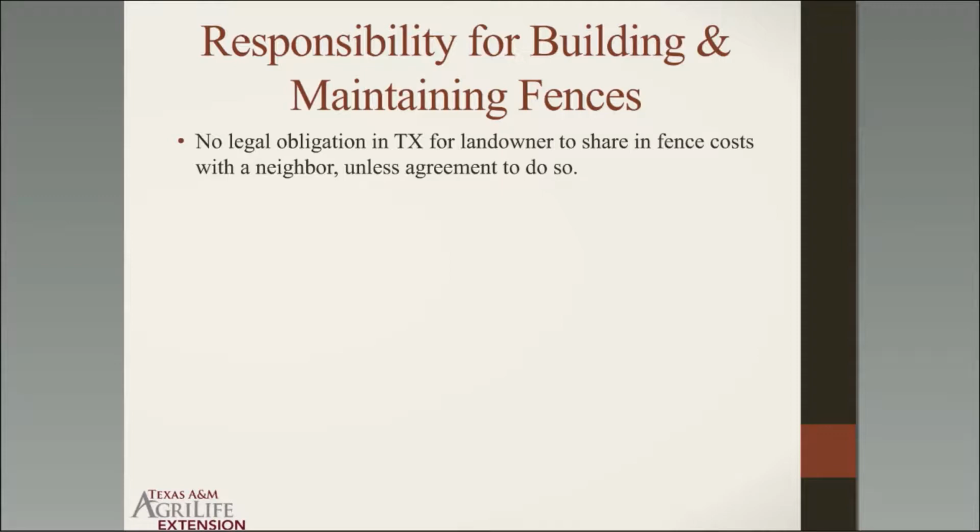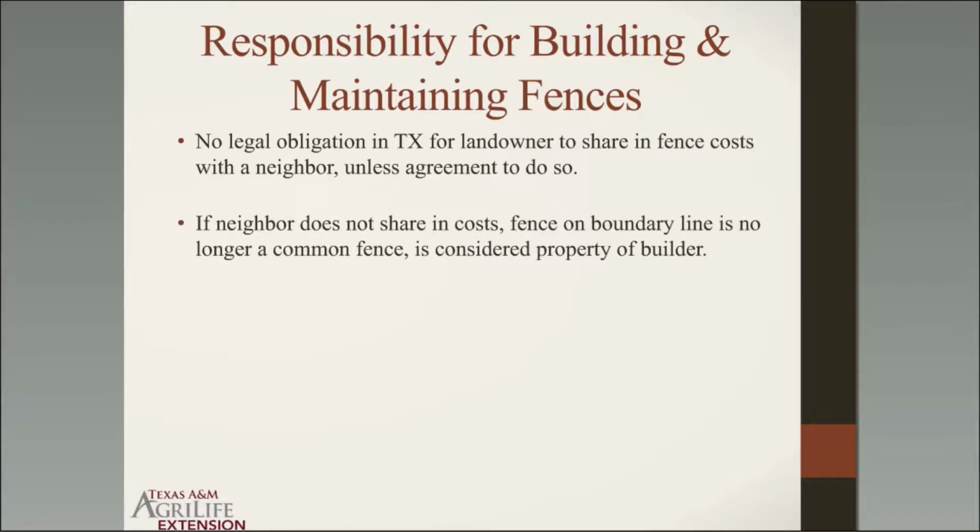And I know that can be a big deal when you're looking at, gosh, barbed wire fences cost about, I don't know, $10,000 plus a mile to build. So I know that can be a big deal. So you can't make your neighbor pay to put in a boundary fence. If the neighbor does not share in the costs of that fence, the fence is no longer considered a common fence. It's considered the property of the builder.